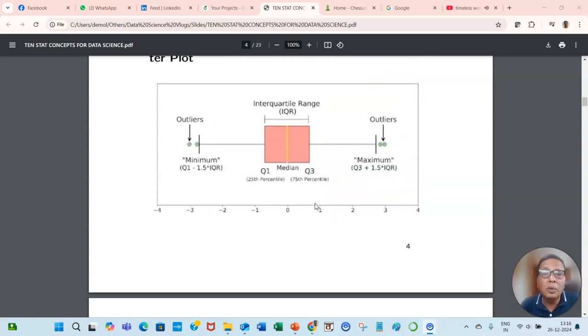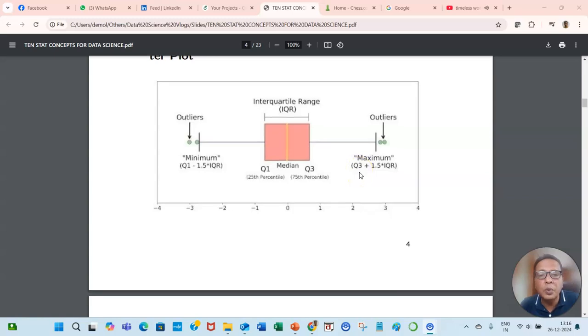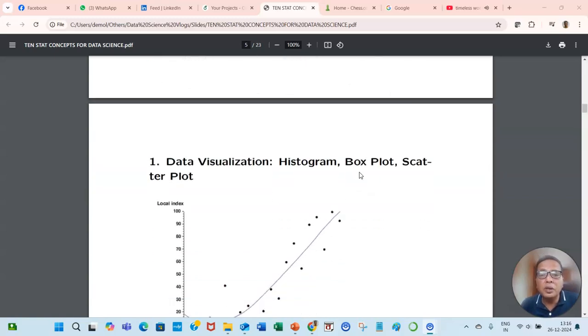We get to know a lot about it: how much is the variance, how big is the interquartile range, that's a measure of variance, and where is the mid value, that is the median, etc. And if the distribution is symmetric, Q1 and Q3 are equally spaced apart from the median. So that's the box plot.